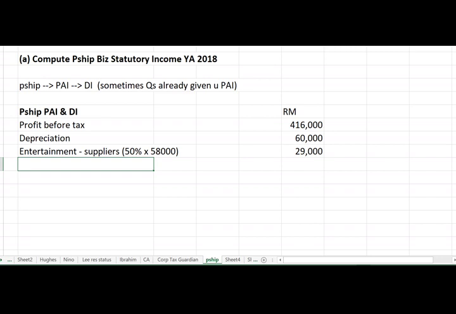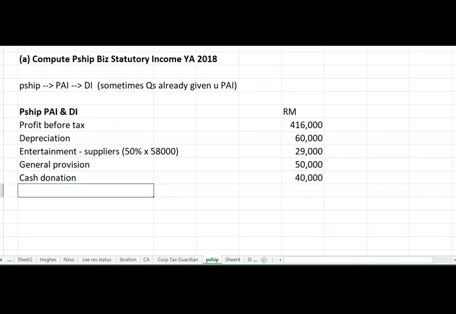Okay, next one, general provision. Any issue? General provision, can claim or not? Cannot, right? So you add back 50,000. Okay, salaries to employee, any problem? No. Okay, so cash donation, you can't claim, so add back 40,000. Okay guys, we finish off all that now.